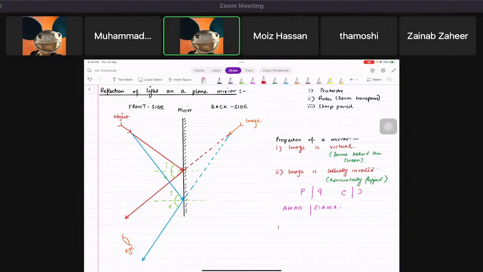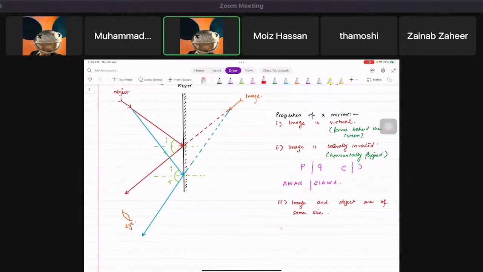The third property is that the image and the object are of the same size, which means whatever the height and the width of the object is, that's going to be the same for the image. That's why you see the same arrow. It's just that it's horizontally flipped. You see the image and object on the drawing? It's flipped.